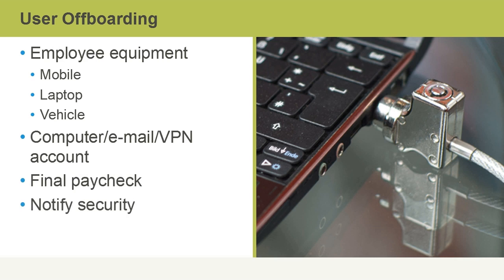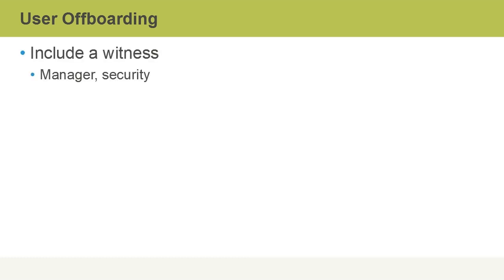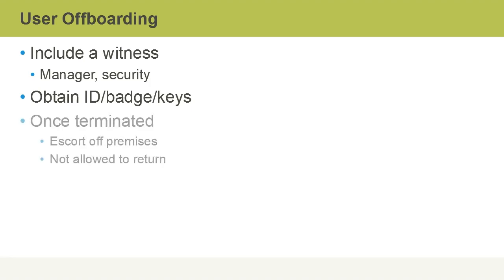Security must be notified, both IT security and physical security personnel, that a user is leaving the company. Often, a witness is required when a user is being terminated. That could be a manager or a security official within the organization. It's also important to obtain any ID, badges, or keys that were issued to the employee upon hiring. Once terminated, the user might be escorted off premises and told that they're not allowed to return.